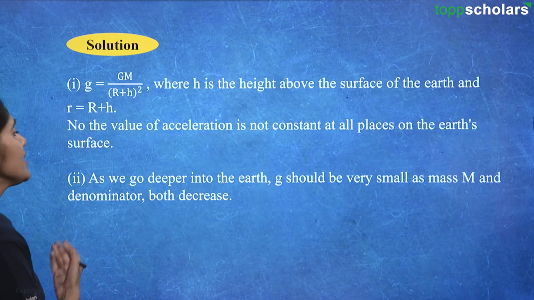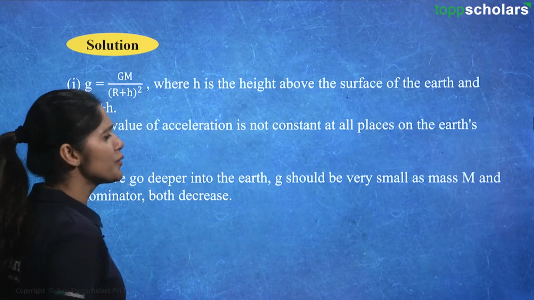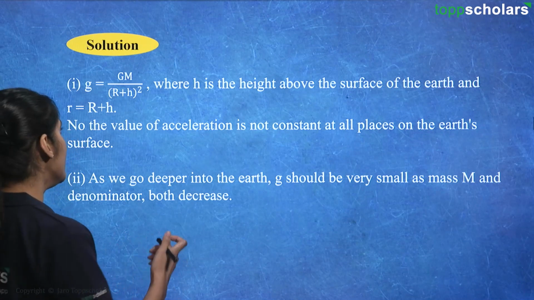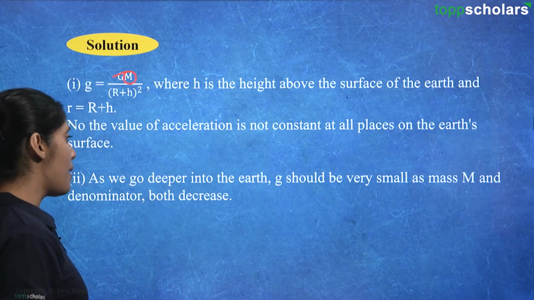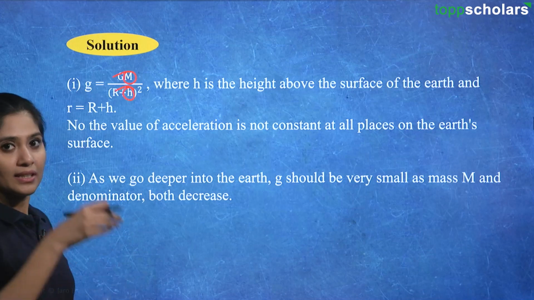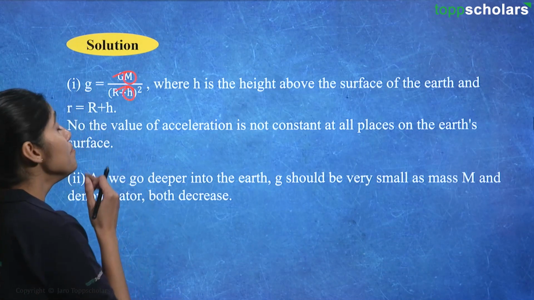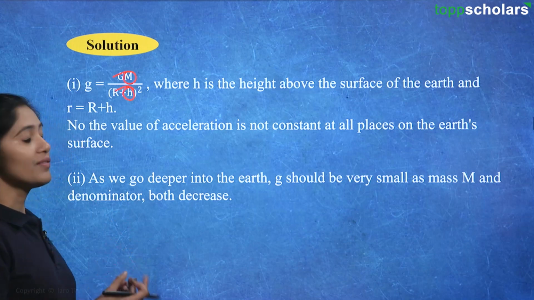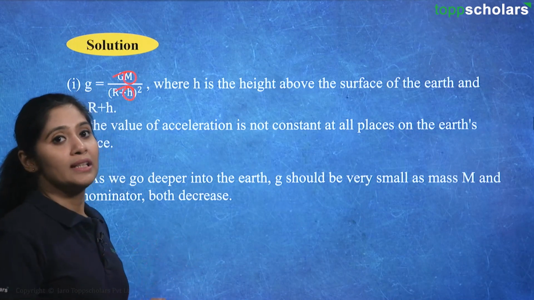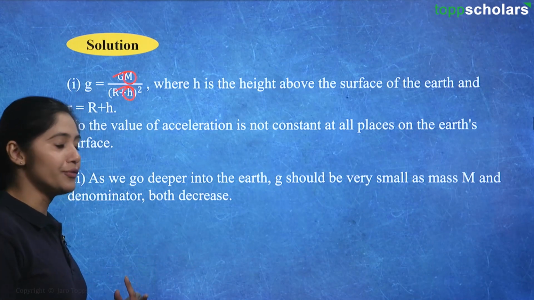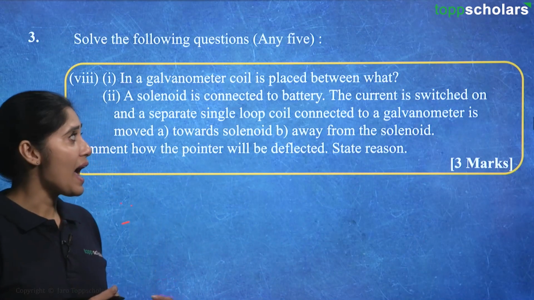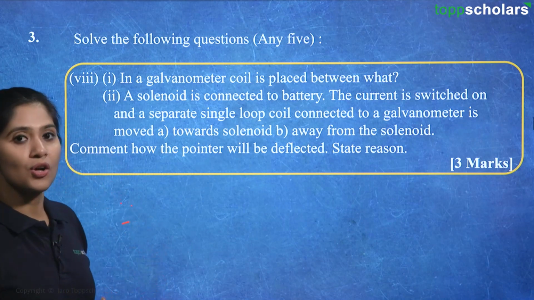Now second part, as we go deeper into the earth, g should be very small as mass and denominator both decrease. So here the denominator as well as the mass decreases if we go deeper, as h is also decreasing since we are going deeper into the earth, and mass is also decreasing. So therefore we can say that the gravitational acceleration acting on an object when we go deeper into the earth will be very small.